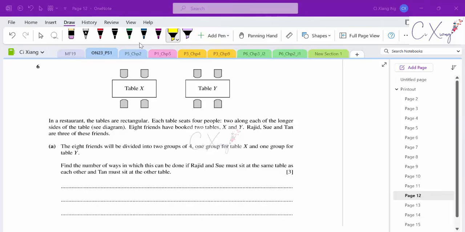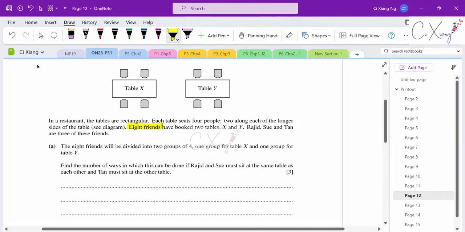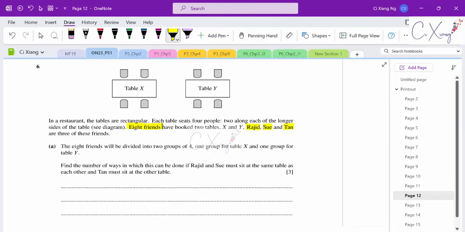Okay, so now let's discuss question number 6 for this paper. So we are having a restaurant, right? There are 2 tables here which are rectangular, and each of the tables can seat 4 people. We are having 8 friends in total, and there are 3 with special names, R, S, T: Rajit, Sue and also Tan are 3 of these friends. So the 8 friends will be divided into 2 groups of 4. Divided, maybe highlight the keyword divided here. 1 group for table X and 1 group for table Y.